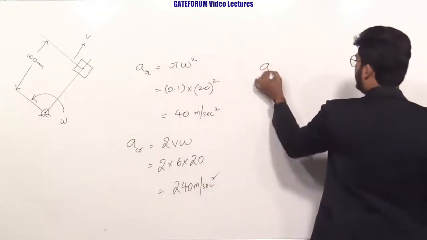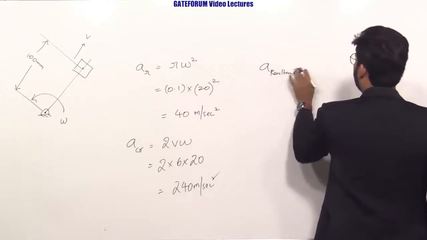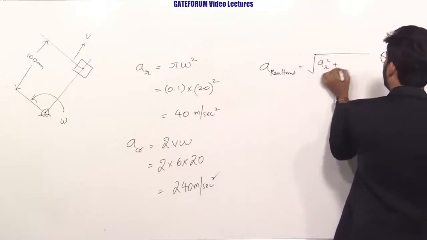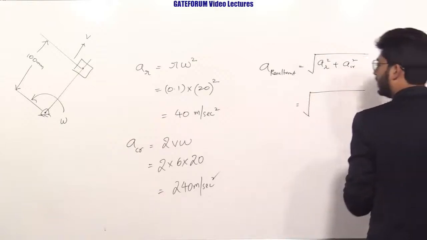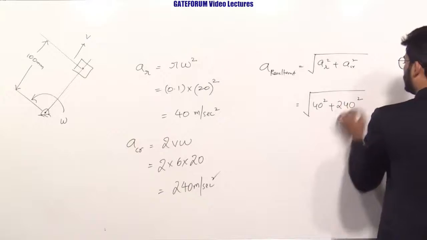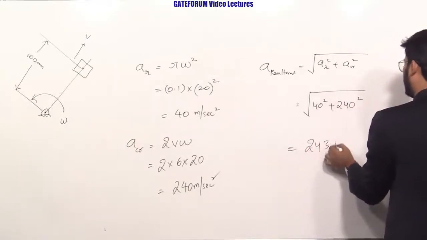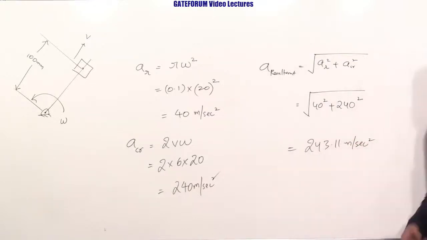So the resultant acceleration will be equal to the square root of A radial square plus A Coriolis square, okay, this is 40 square plus 240 square. So approximately you will get this answer as 243.11 meter per second square. Okay, this is the end of the answer.